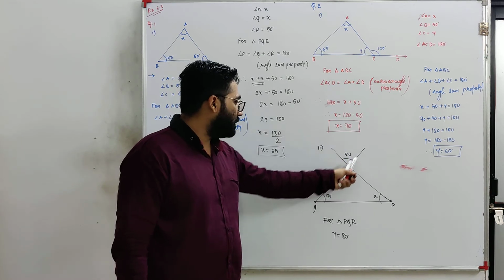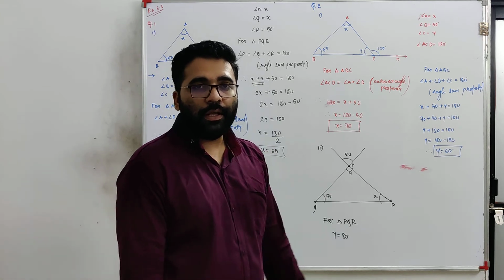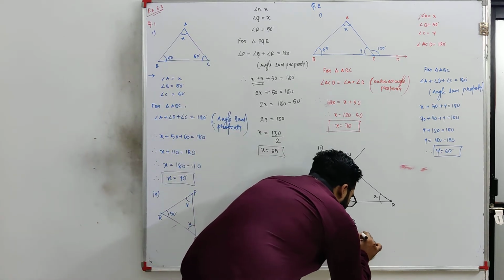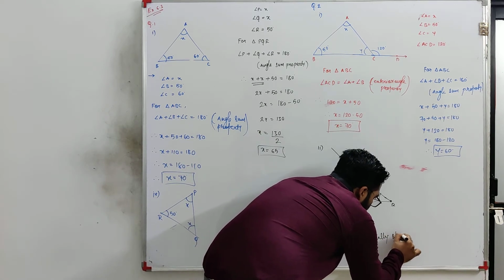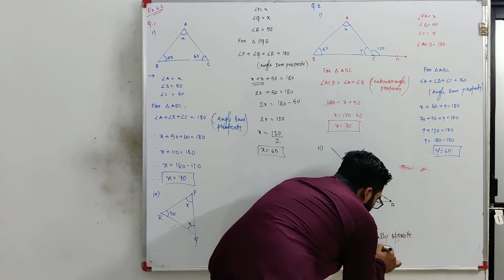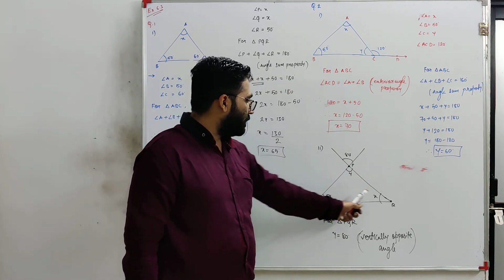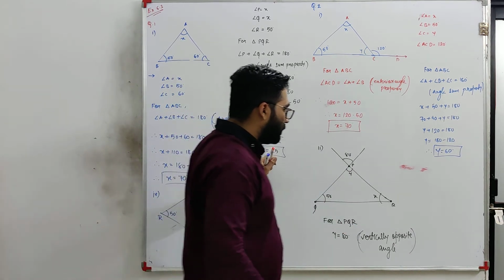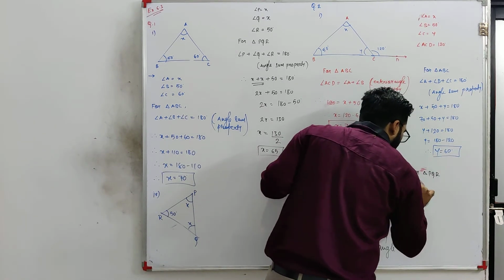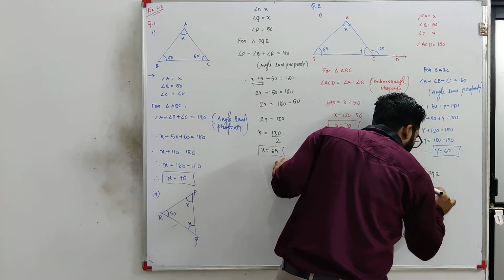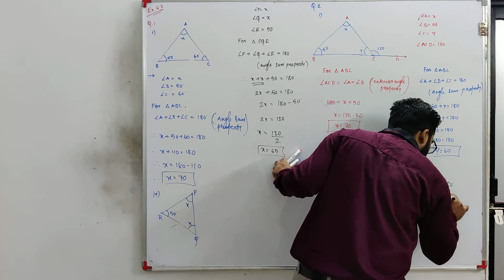See, these are two intersecting lines, and when two lines intersect at one point, then opposite angles are equal. Here I am writing: vertically opposite angles. Now these are the vertically opposite angles. So now I can put the angle sum property for triangle PQR: for triangle PQR, angle P plus angle Q plus angle R is equal to 180 degrees. Why? Angle sum property.